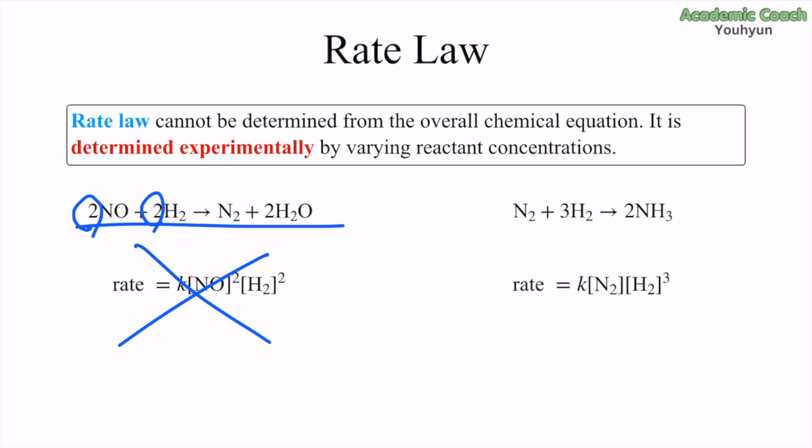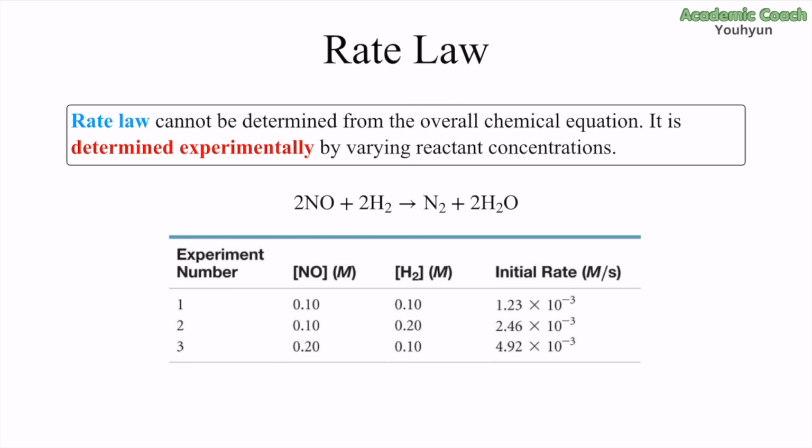And here's another example. When 1 mole of nitrogen reacts with 3 moles of hydrogen, it produces 2 moles of ammonia. This is the Haber process. And a lot of people write the rate law as rate is equal to k times N2 times H2 cubed. That's also not correct. Again, we can only determine it experimentally.